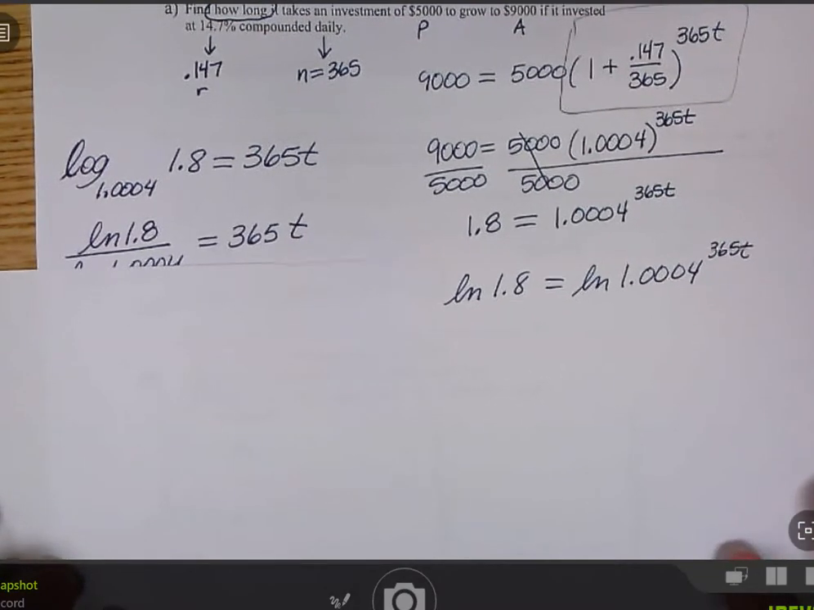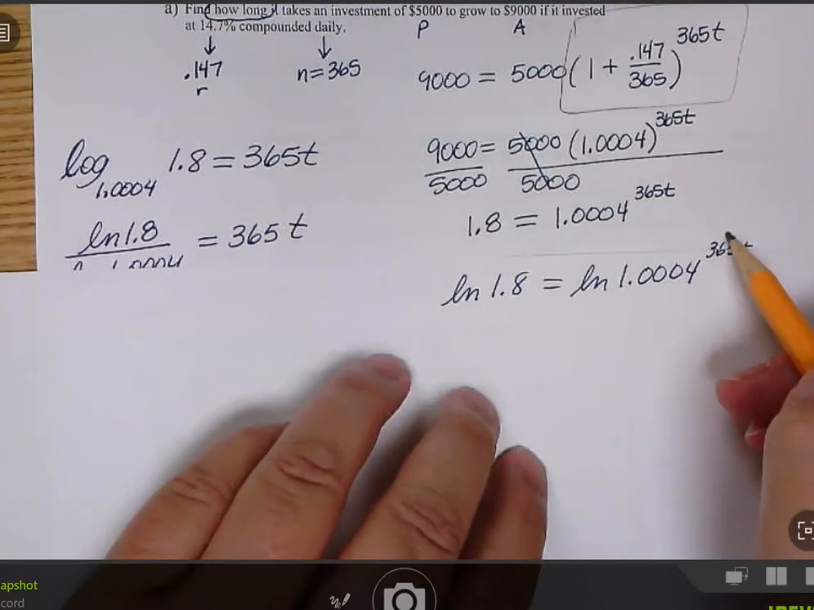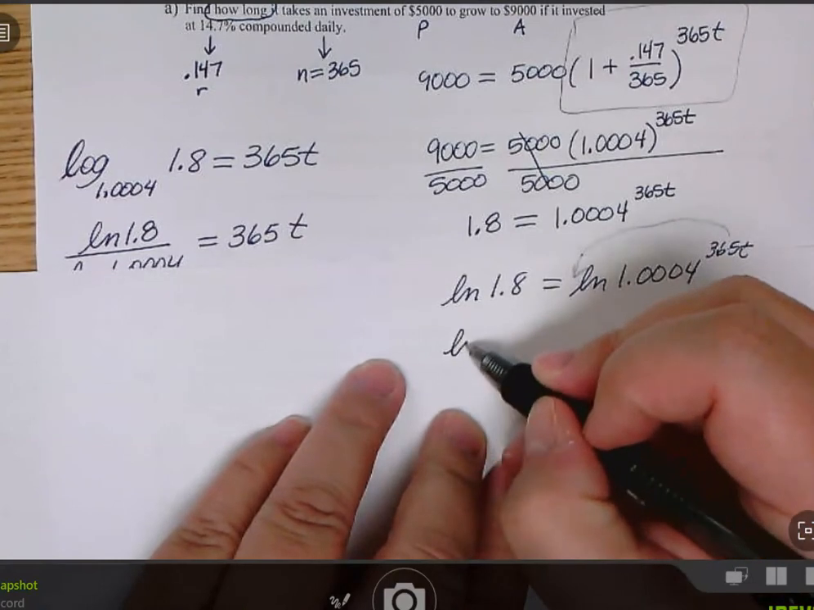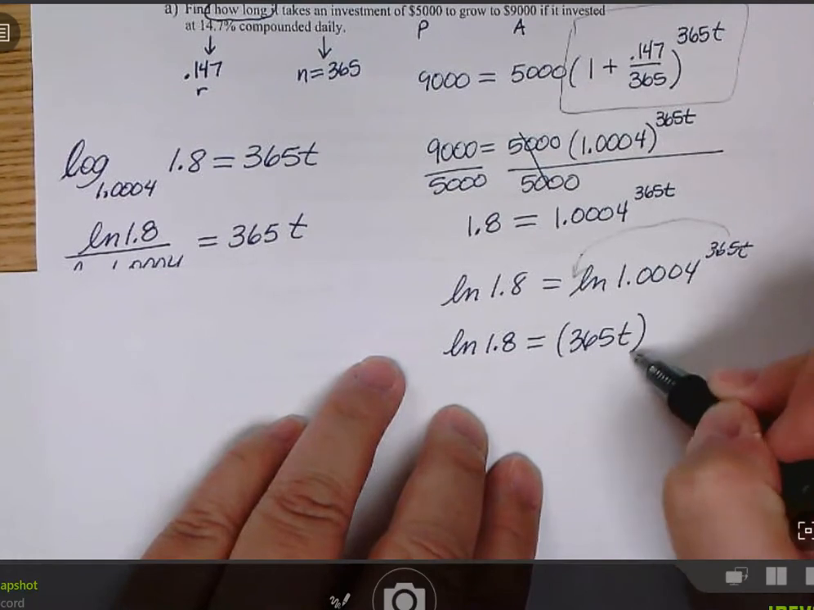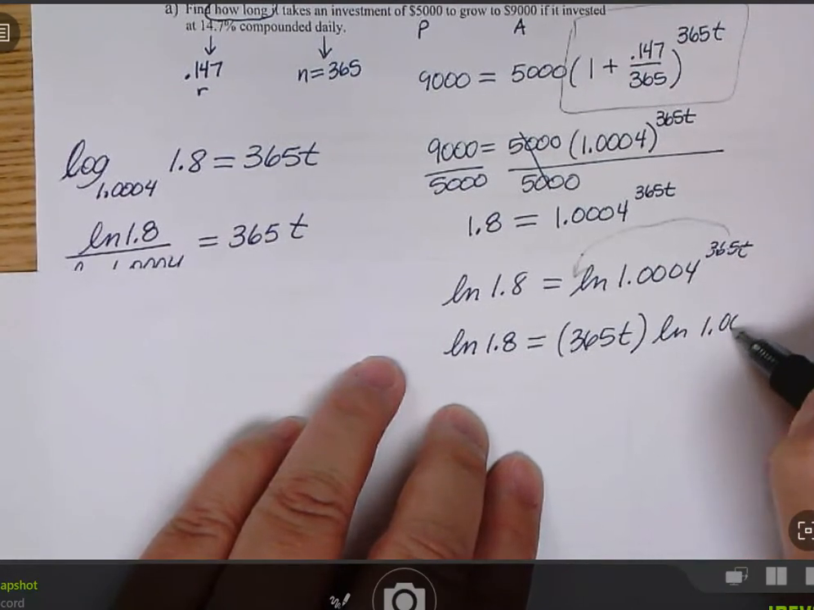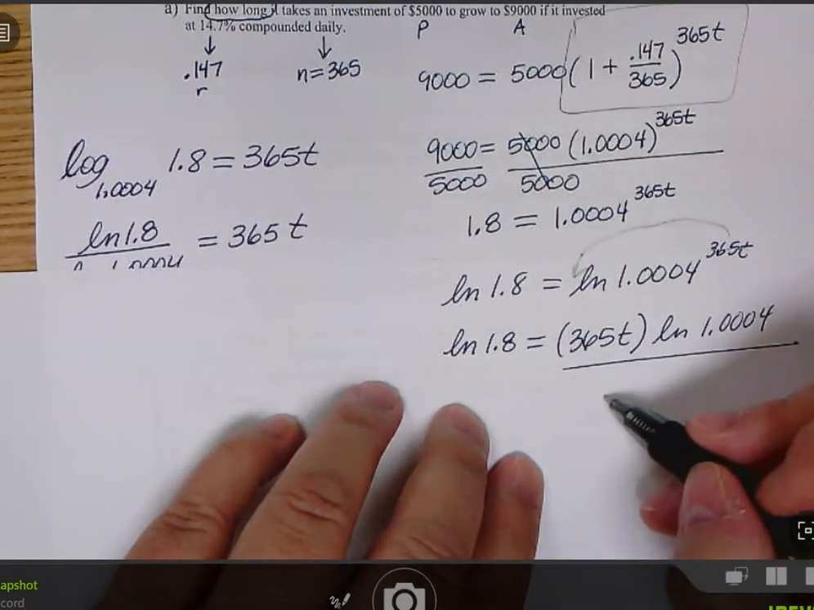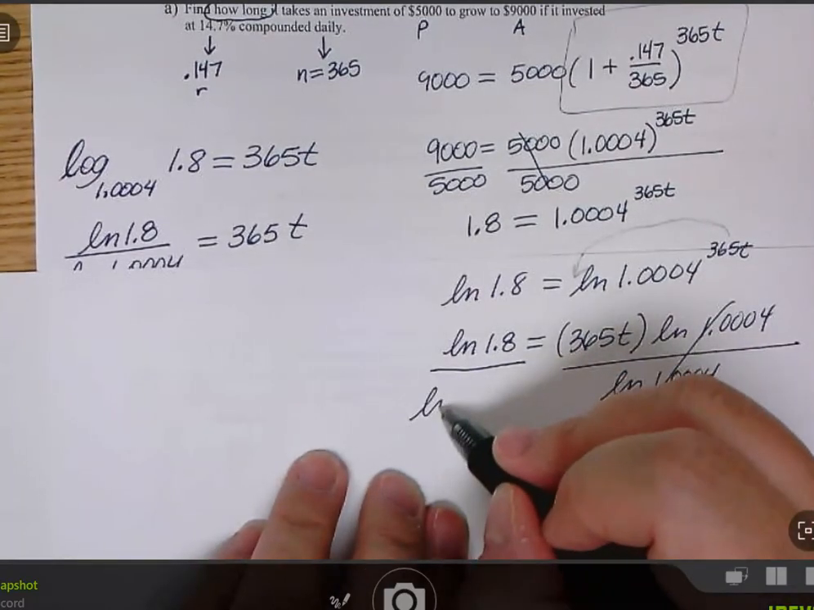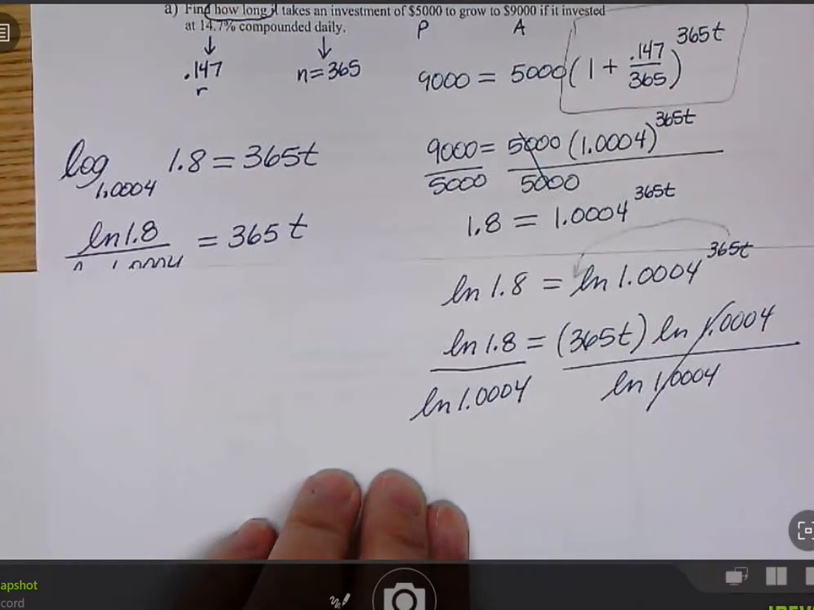Oh, sorry, I didn't realize I was going off the page. The reason that's helpful is that when you have an exponent, you can move it out front of a logarithmic expression. So this gives me natural log of 1.8 equals 365t times natural log of 1.0004. So trying to get t alone means I can divide both sides by natural log 1.0004. And then, once I get that, I'm going to divide both sides by 365.